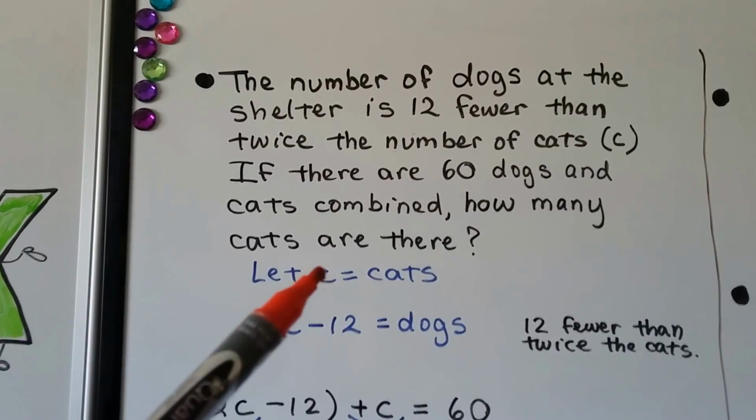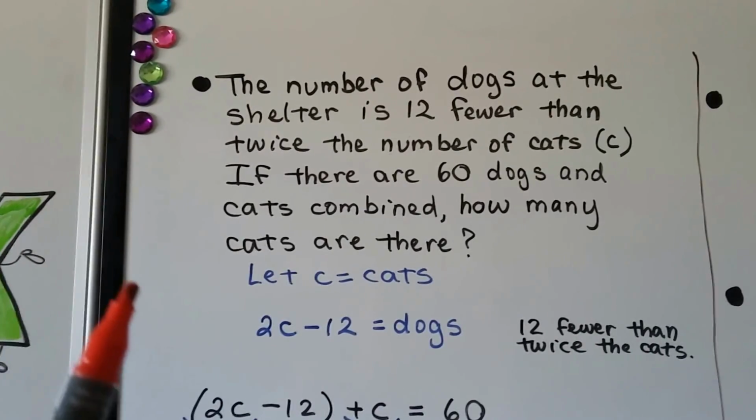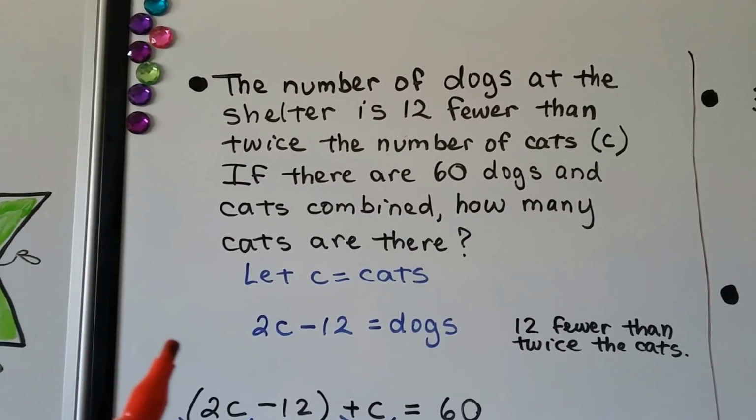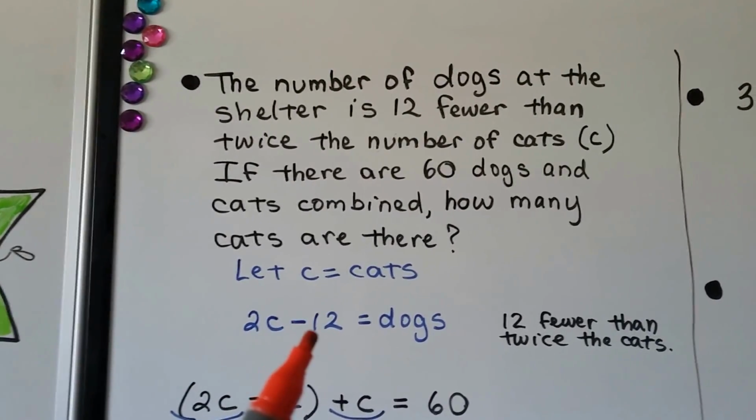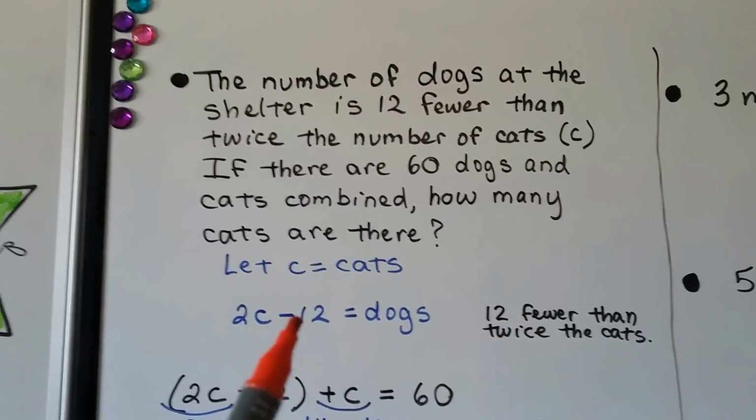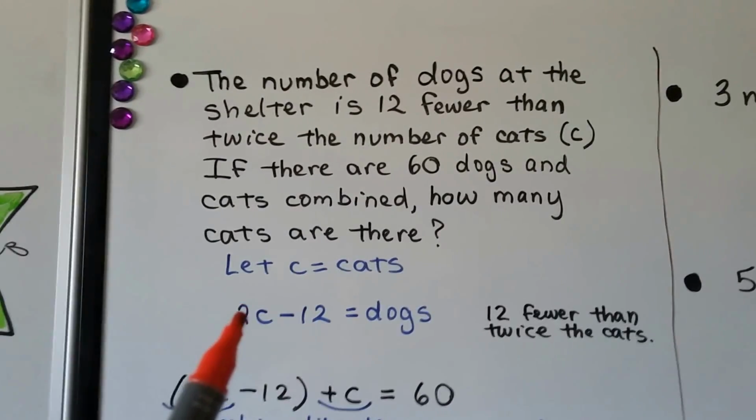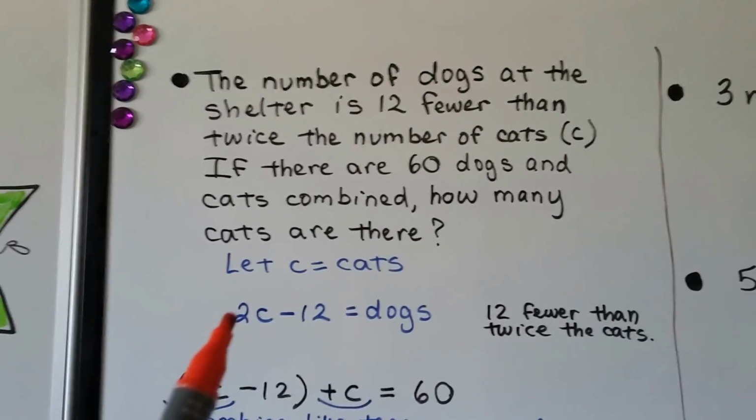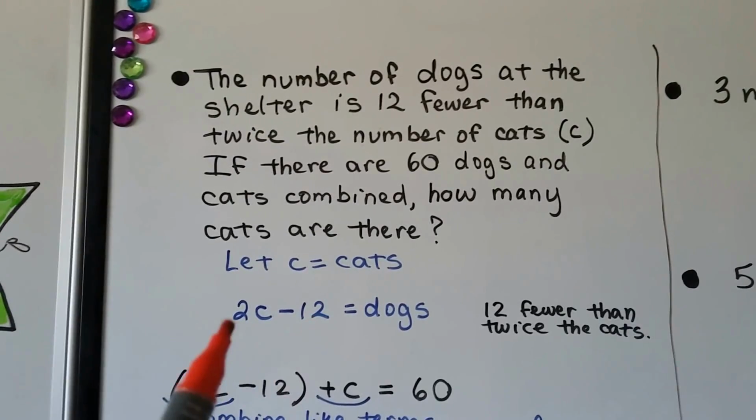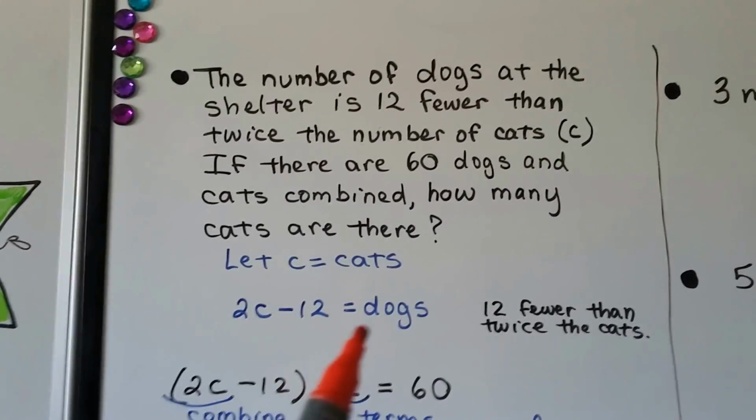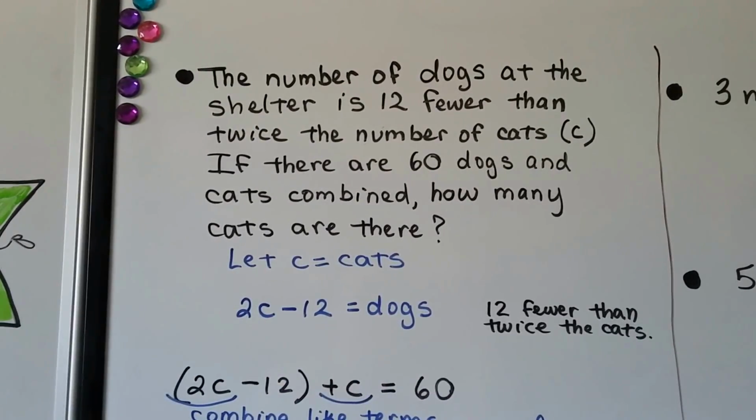So I'm going to let the C equal cats, and because there's 12 fewer than twice the cats, 12 fewer is minus 12, right? That's 12 fewer. Then twice the cats, so it's 2 times cats. So we have 2C minus 12. That would be twice the cats minus 12. That's what the dogs equal. See?